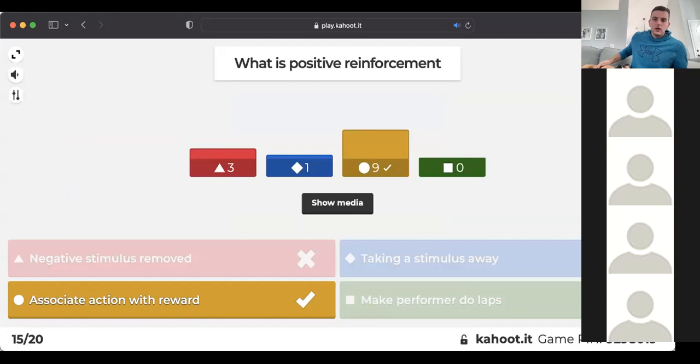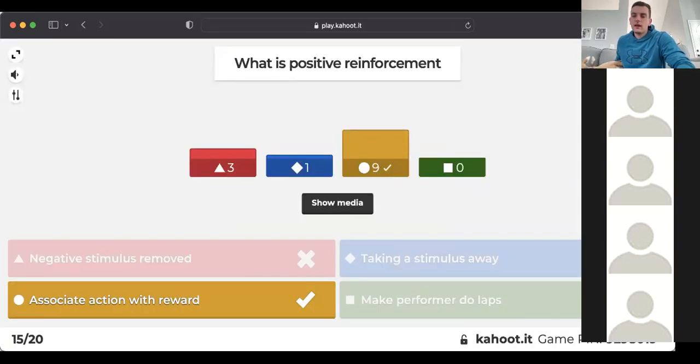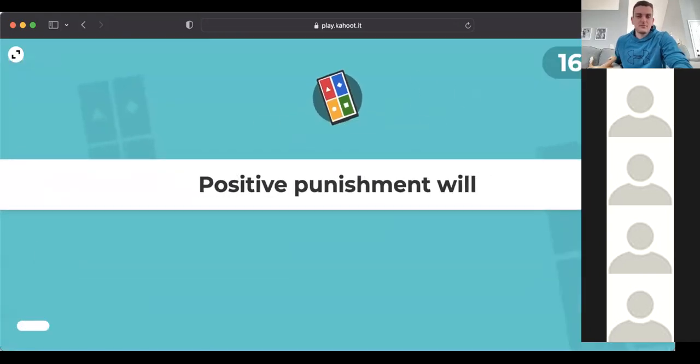All right, positive reinforcement, associating an action with a reward. So presumably these guys just won a big football game. People behind them are cheering them. So that kind of interaction would be called positive reinforcement because they are trying to encourage them to keep winning football games.